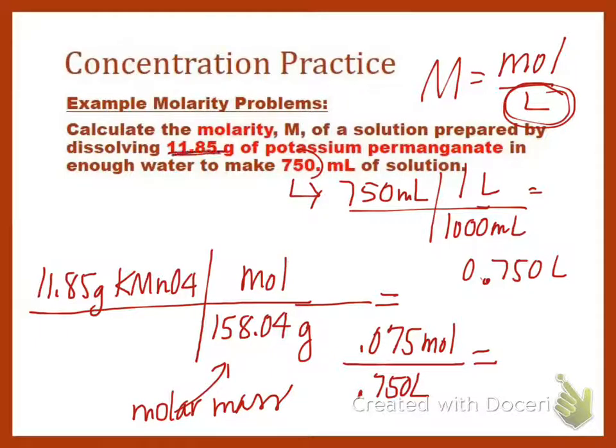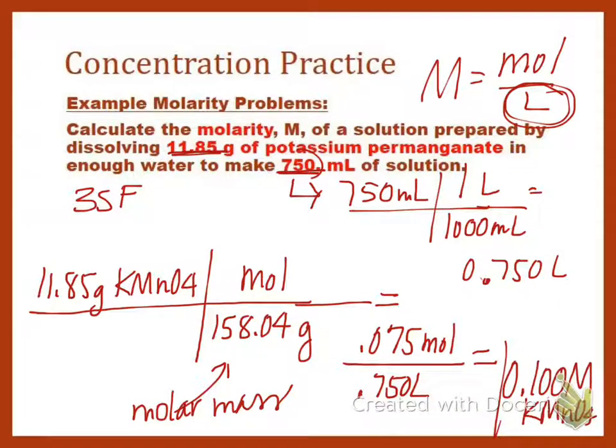This one has 4, this one has 3, so I need 3 significant figures for my answer. So I'm going to get 0.100 molar KMnO4. So that's how you do that. That's how you do it if you have straight out, like, this is what I need to do. I'm going to put that in there. It's going to tell me.